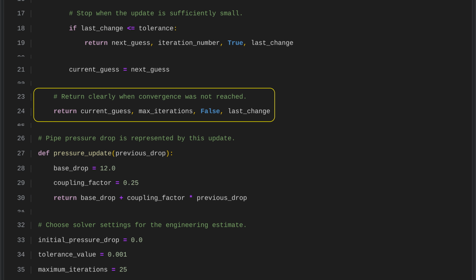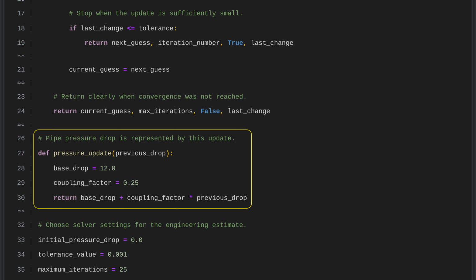If the solver reaches the iteration limit without converging, it returns the current guess as the best available estimate. It also reports that the maximum iterations were used, marks convergence as unsuccessful, and includes the final change to show how close the last update came to the tolerance.